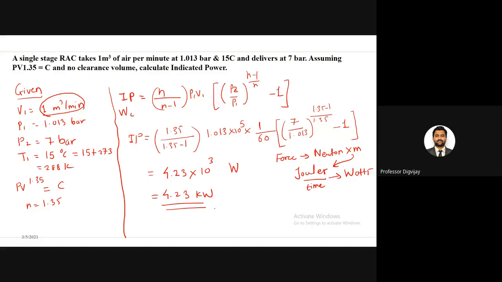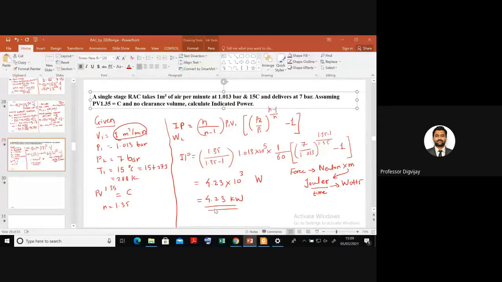Those for whom it is possible to come to the college, please come. In our workshop, there is one such compressor. I will show you its parts and its working.